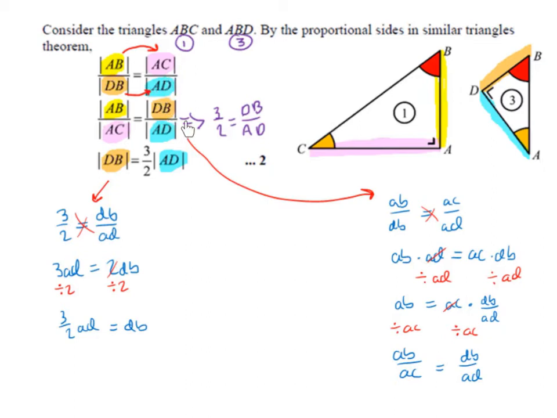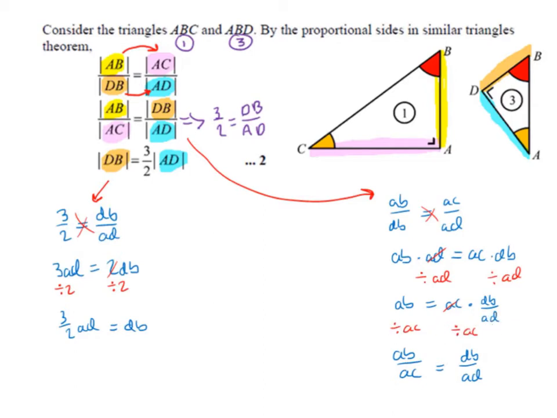So let's have a look at how we did that in a bit more detail. We started off with AB over DB is equal to AC over AD. So we're going to cross multiply. AB multiplied by AD gives us AB multiplied by AD, and AC multiplied by DB gives us AC multiplied by DB. Next we're going to divide across by AD to get rid of that AD there. So we're left with AB on the left-hand side, and AC times DB divided by AD is going to be AC times DB over AD.